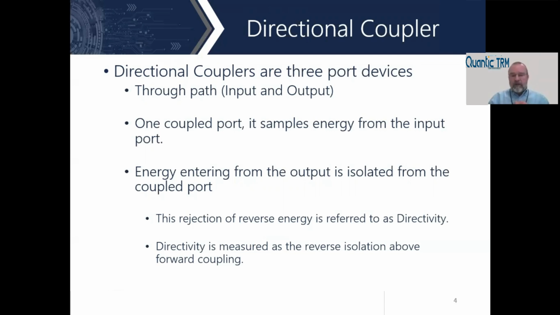What actually makes these parts directional is the fact that it only samples in one direction. The measurement of energy flowing in the opposite direction we refer to as directivity, and that helps identify the quality of the coupler. It's a parameter that we test for and we specify in all of our sheets. So how well does the coupler reject energy flowing in the opposite direction? Like I said, that's a qualitative measure that describes how well the coupler is working, and it is something that we definitely tune and design for.